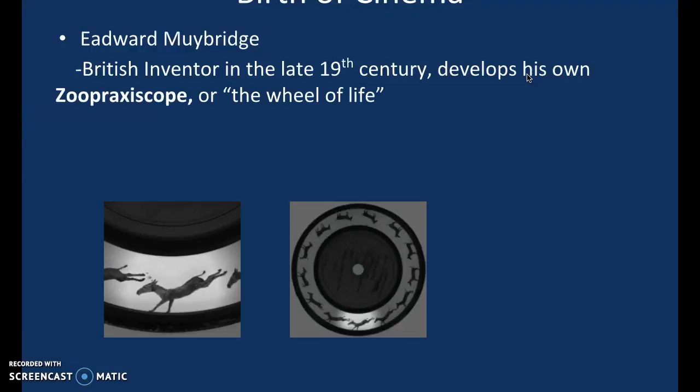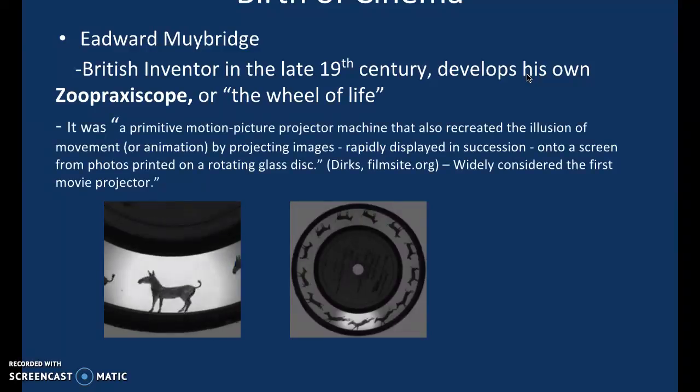Edward Muybridge, he was a British inventor in the late 19th century. He developed the zoopraxiscope, or as many people like to call it, the Wheel of Life. And basically, I would describe it as a vinyl record looking kind of device that you would spin, and it would, of course, give you the illusion of motion.